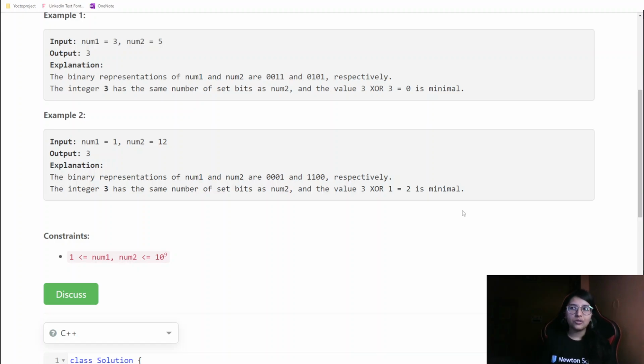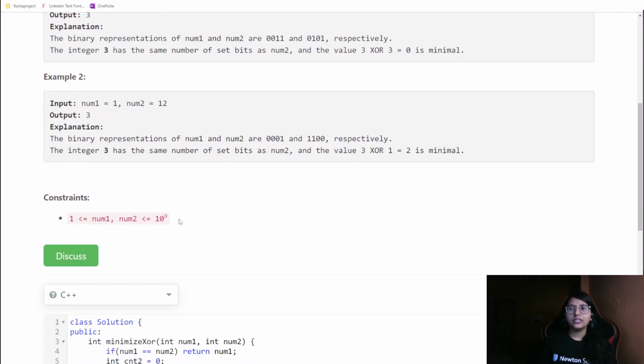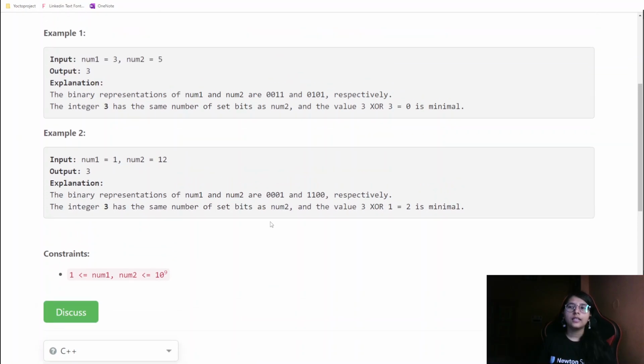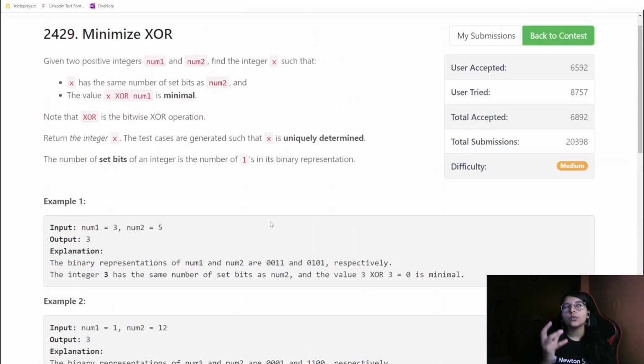But from these examples alone, we are not able to see how it is required to be done. So let us first take the constraint that num1 and num2 can go up to 10 raised to power 9. Since it can go up to 10 raised to power 9, we can do bit manipulation in such a manner that we can generate this number. Before going to the coding part, let me explain some concepts and a few points which will help you solve this question. So let us head over to the explanation now.